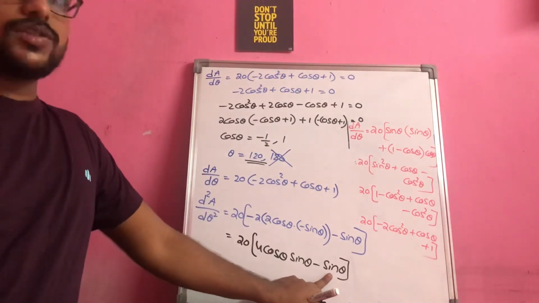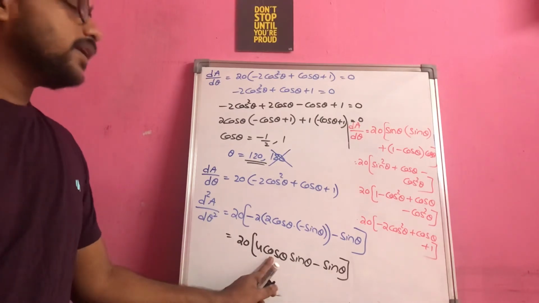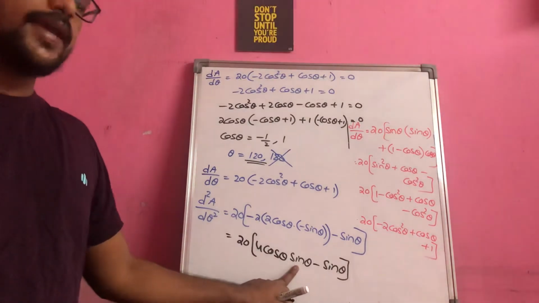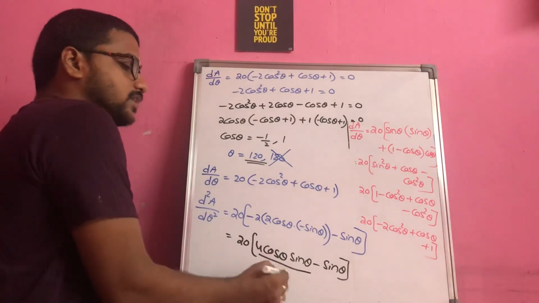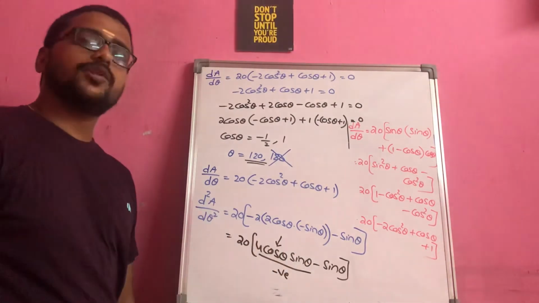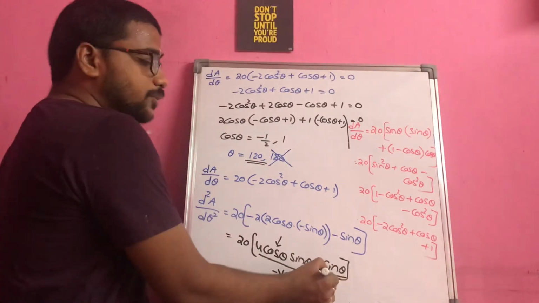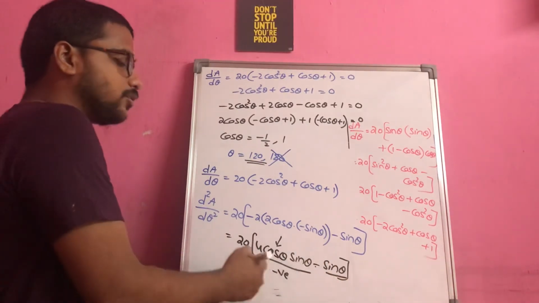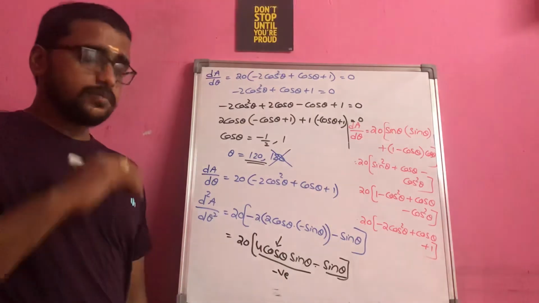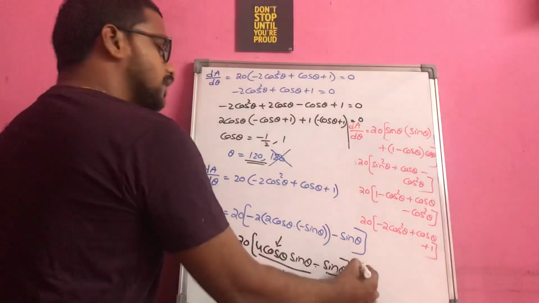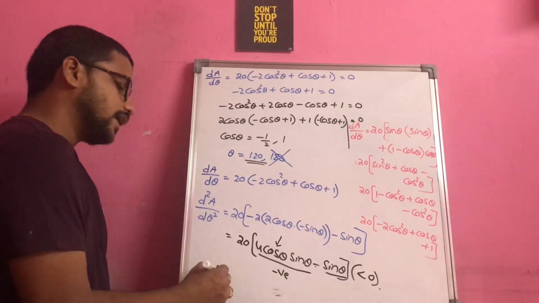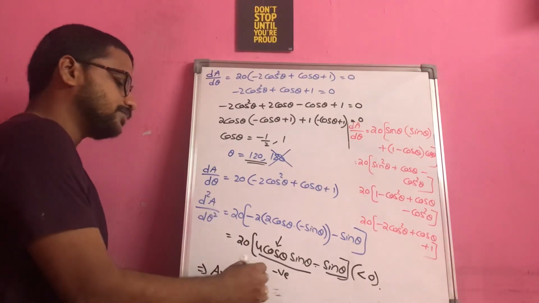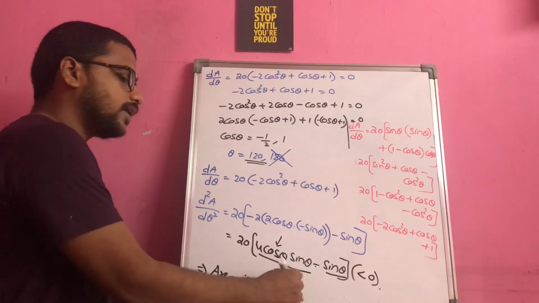Sin theta is positive, cos theta is negative, sin theta is positive again. So that means this whole term will become negative, for the simple reason that cos theta is negative in Q2. Sin theta is positive, but because of this negative, the entire term becomes negative. So this value will be less than 0, which implies that the area is maximum when theta is equal to 120 degrees.